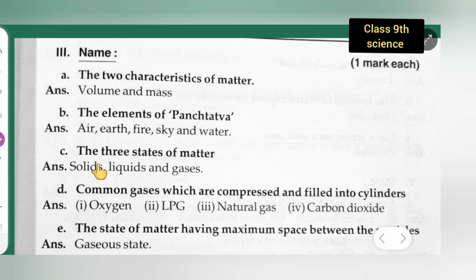Moving towards the next thing. The three states of matter. What are the three states of matter? Solid, liquid and gases. So solid, liquid and gases are the three states of matter. Next.